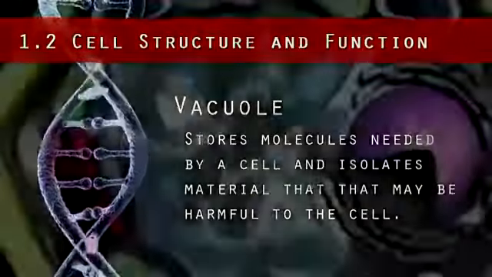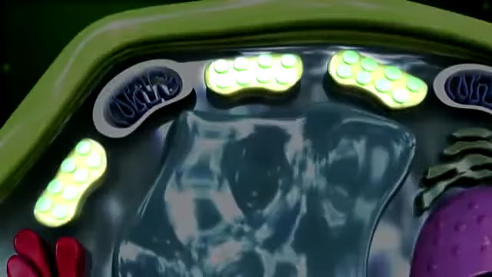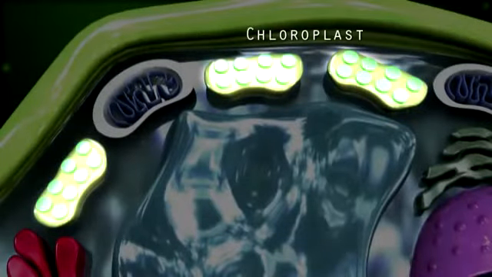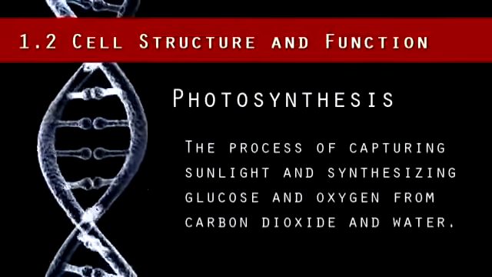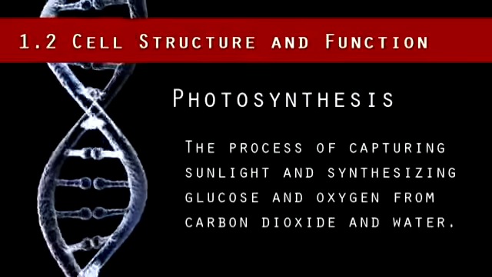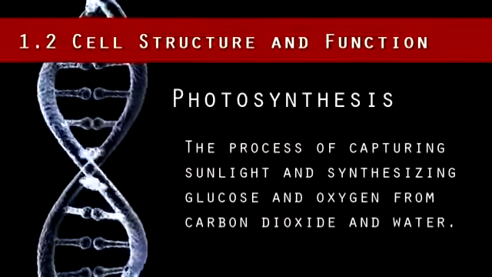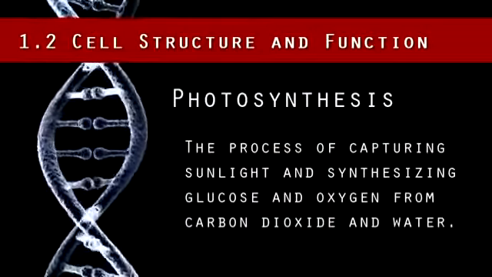The final difference is plant cells have an additional organelle called a chloroplast. The chloroplast is the site of photosynthesis in a plant cell. Photosynthesis is the process of capturing sunlight and synthesizing glucose and oxygen from carbon dioxide and water.